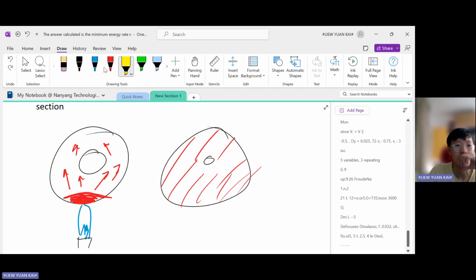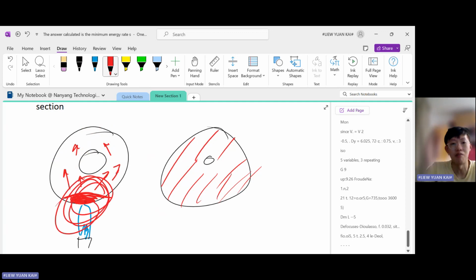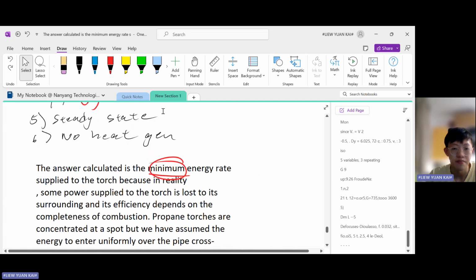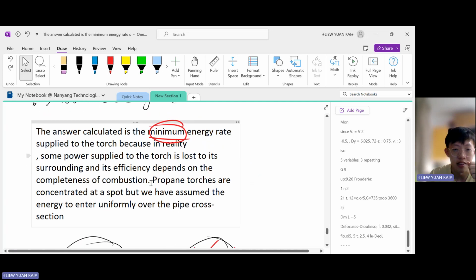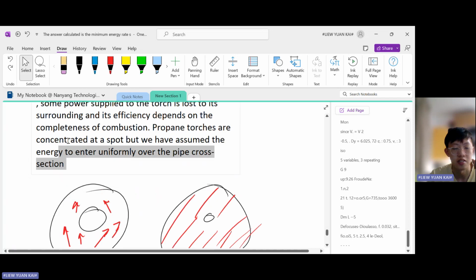Whereas here, it is not uniformly distributed, because most of the heat is concentrated at the bottom here. Then it will travel upwards across the cross-section. But even then, most of the heat is being concentrated at the bottom. But how I model it is it's uniformly distributed, okay? So that's why I said that the propane torches are concentrated at a spot where we have assumed the energy to enter uniformly across the cross section.